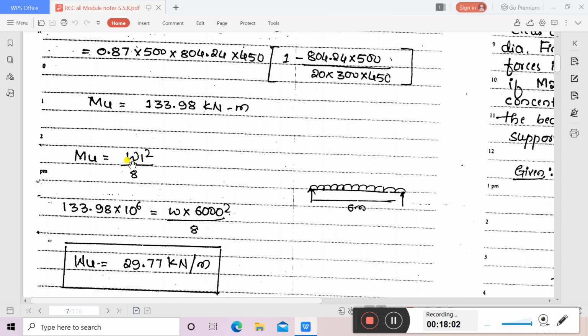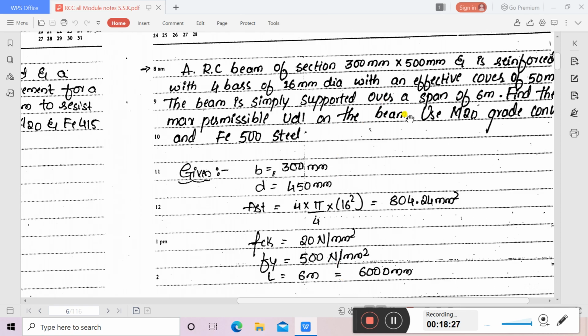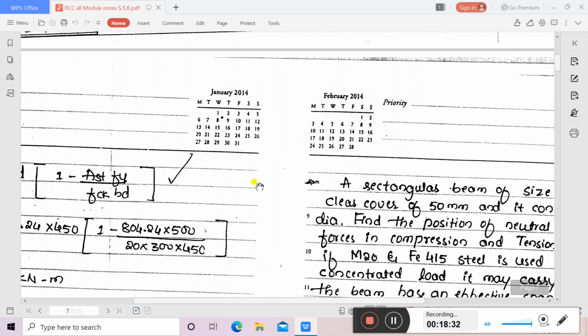So when I am taking ultimate moment, obviously I'll be treating it as Wu, and instead of L I'll be treating it as L effective, divided by 8. WL square by 8, same equation. I'll substitute the values. You know the value of Mu, which we have calculated. You don't know Wu, that I'm going to find out because it is the unknown value. He said find the permissible UDL on the beam, that is the unknown value in this problem.